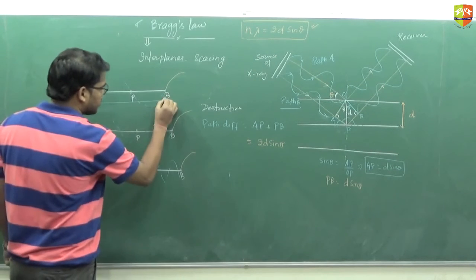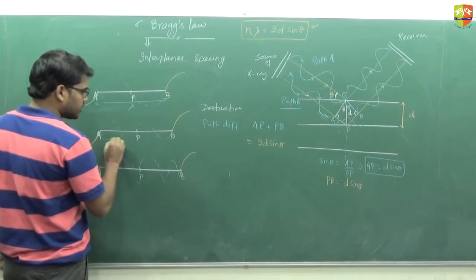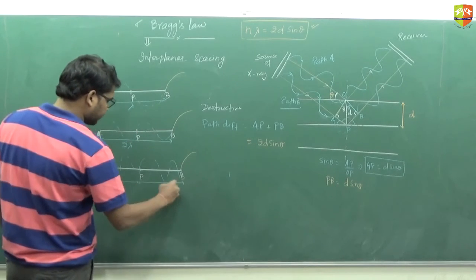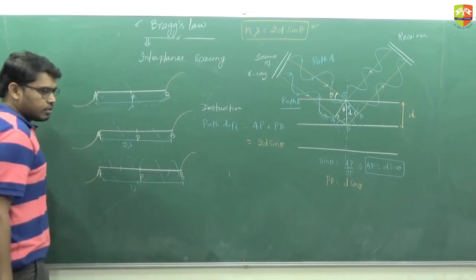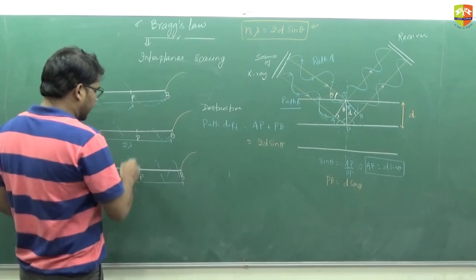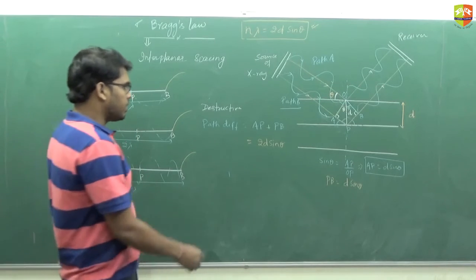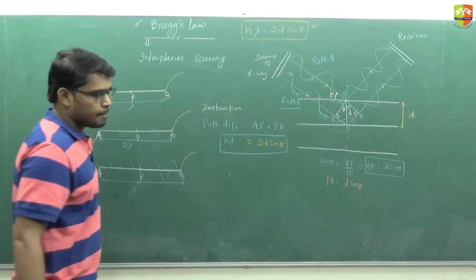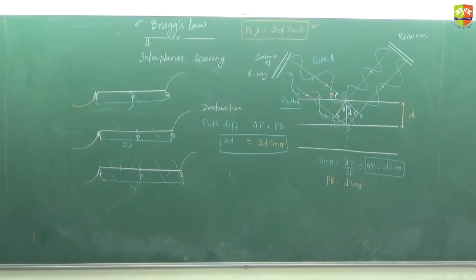What is this distance? Lambda. What is this distance? Lambda plus lambda, it is 2 lambda. It is 3 lambda and so on. Then we can say the path difference must be an integral multiple of lambda. And that's why the path difference n lambda is equal to 2d sin theta. Is it clear? Path difference must be an integral multiple of the wavelength of the light that we are using, and that should be equal to 2d sin theta.